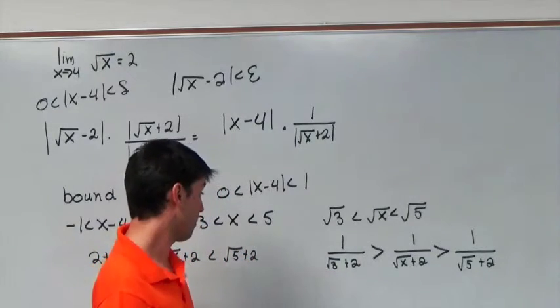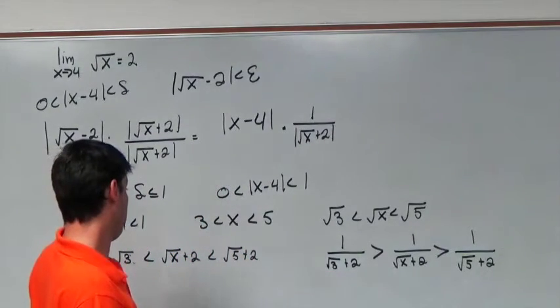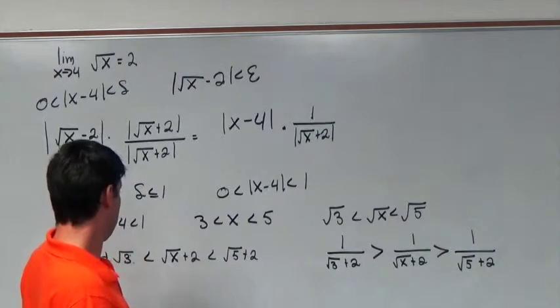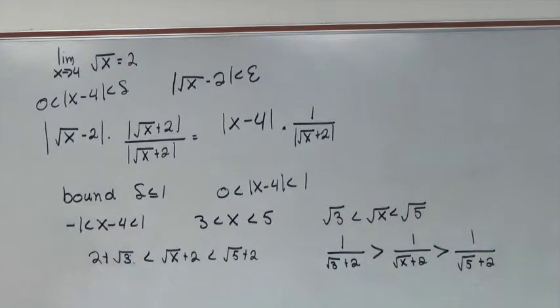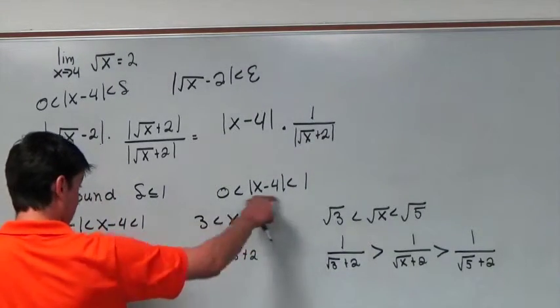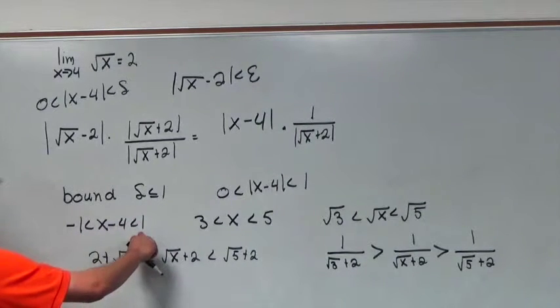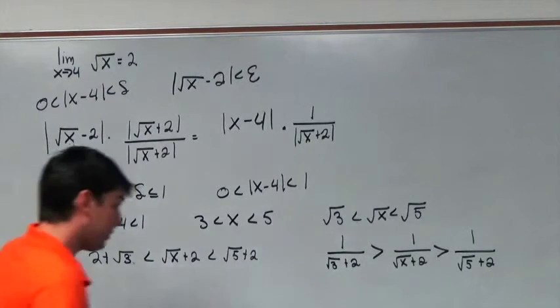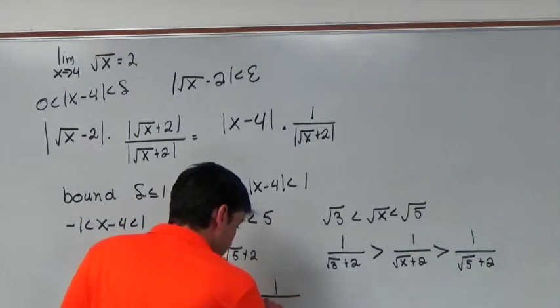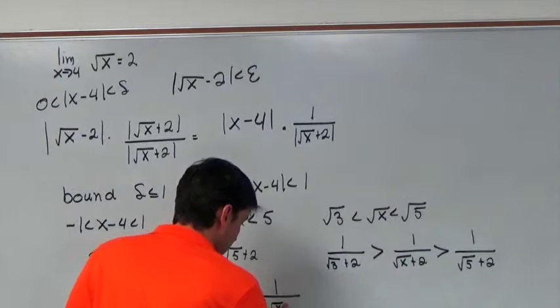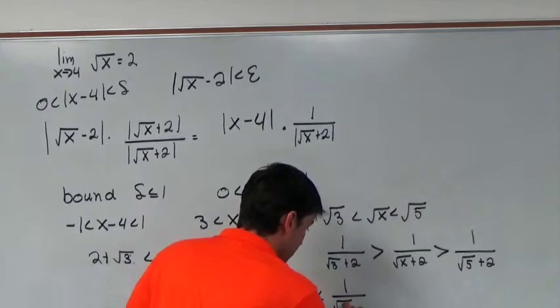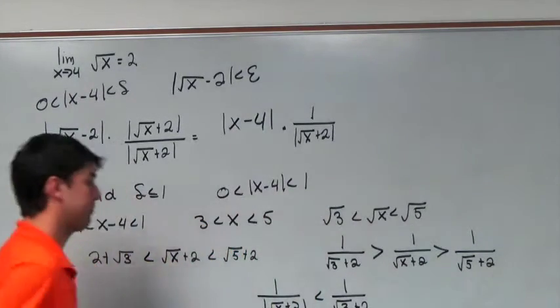Zero plus 4 is 3. So take the negative to the other side, add 4. So the absolute value of 1 over root x plus 2 is less than 1 over square root of 3 plus 2.